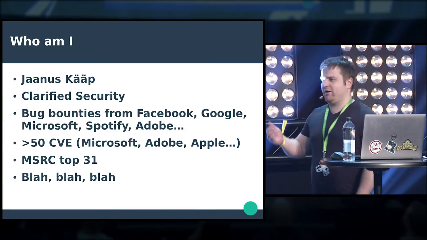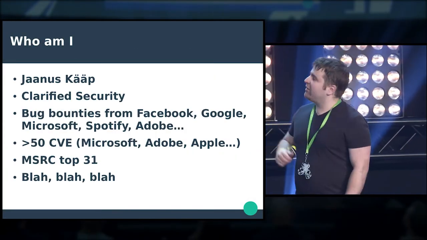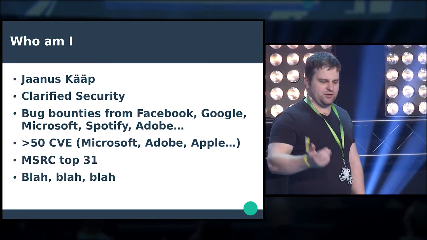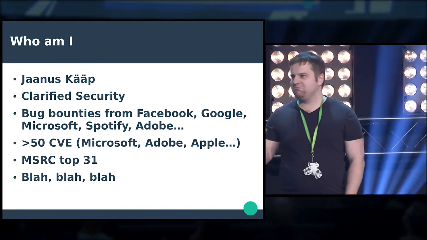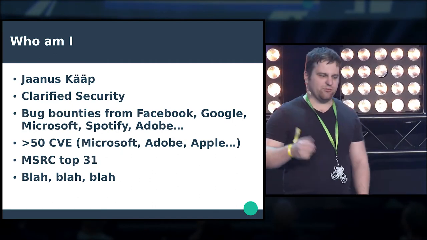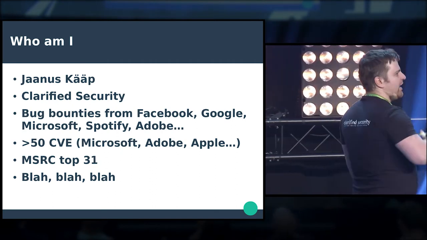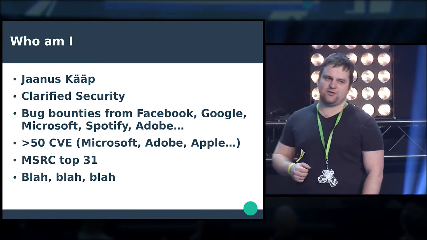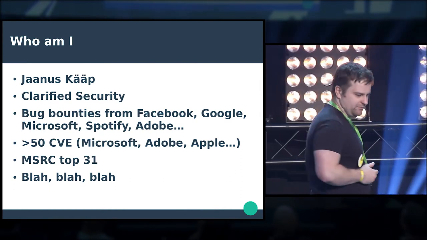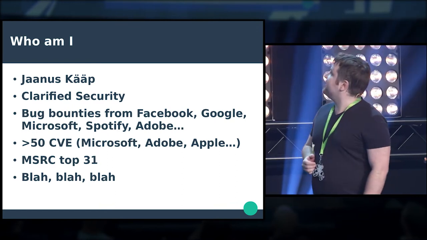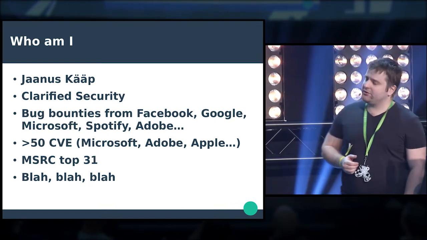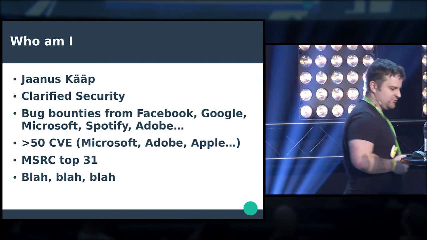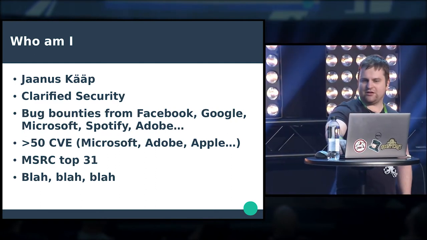First of all, who am I? I am Jaanus Kääp. I work at Clarified Security. It's an Estonian company. We deal with pen testing, red teaming, some research, all this kind of stuff. I have some background in finding vulnerabilities, both in websites and some in usual software. Last year, I was lucky enough to be in the top 31 in Microsoft Research Center. But this is not important.